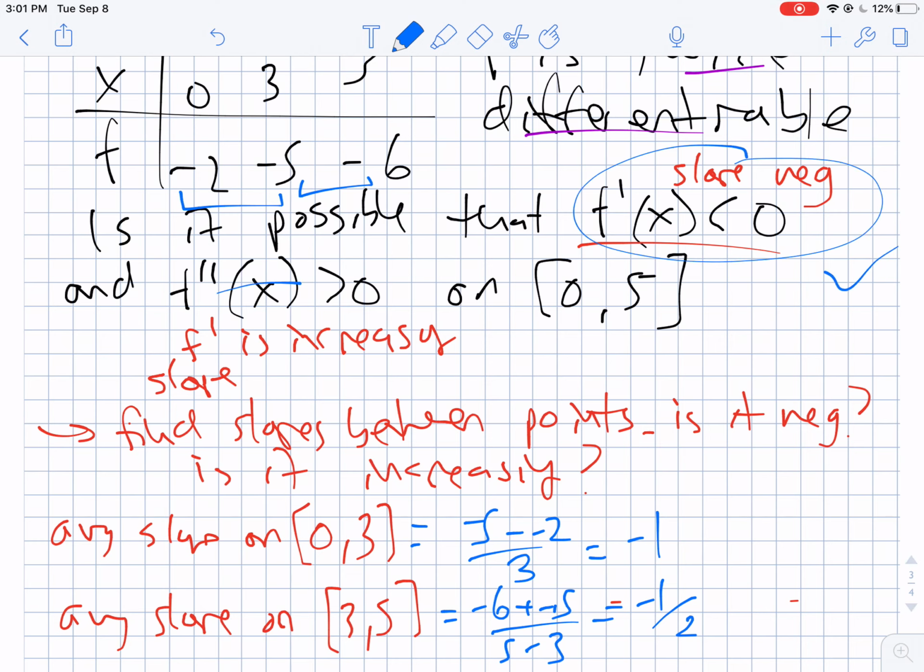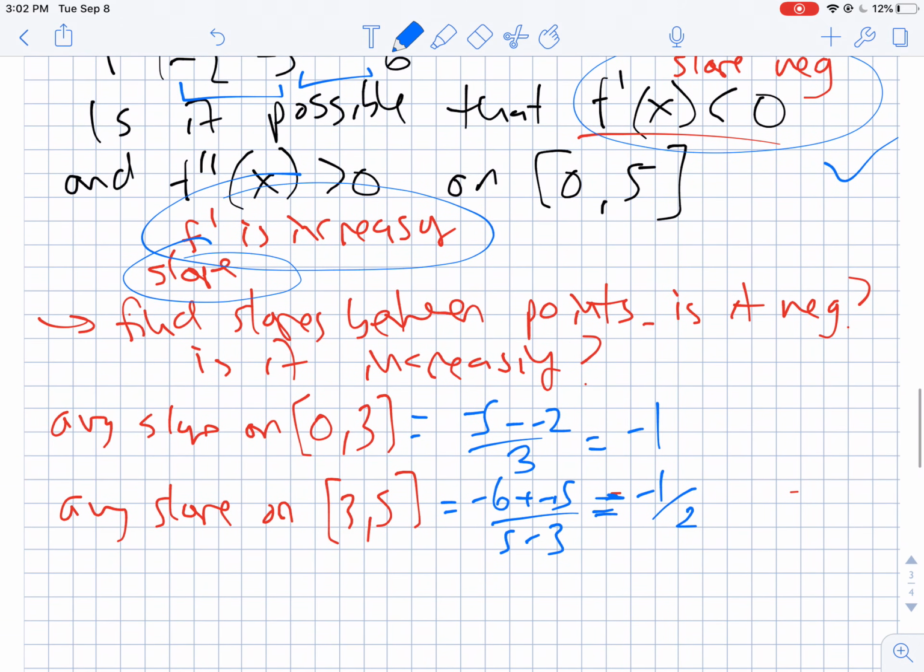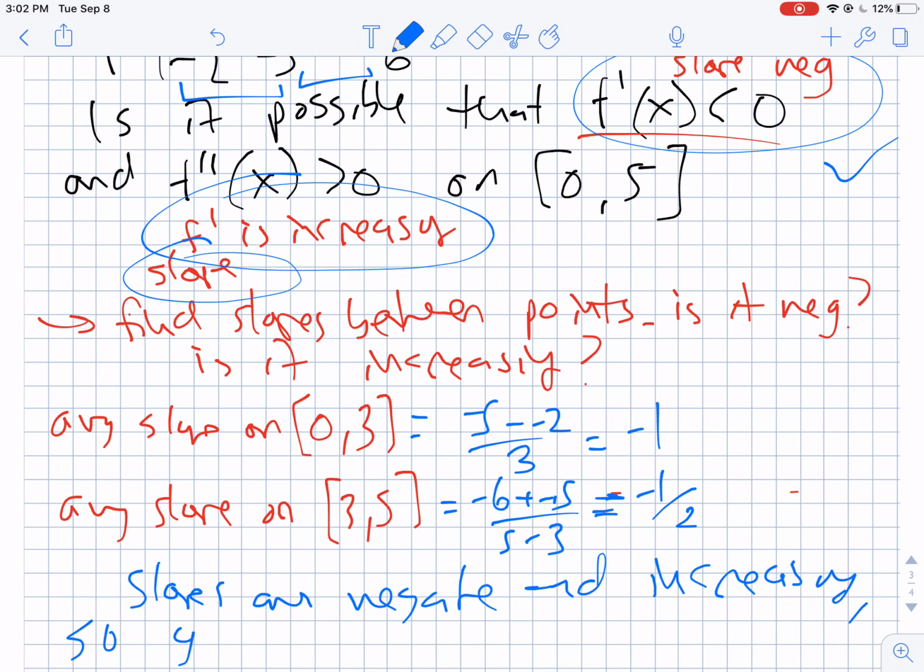Okay, so let's ask myself, are these slopes negative? Yes. Are these slopes increasing? Yeah, right? Well, -1/2 is bigger than -1. So these slopes are negative and increasing. So, yes. So that's how you should be thinking about the second derivative of these table problems. It's kind of looking at the change in the slopes, right? Are these slopes increasing or are they decreasing? Right here, they're getting more positive.